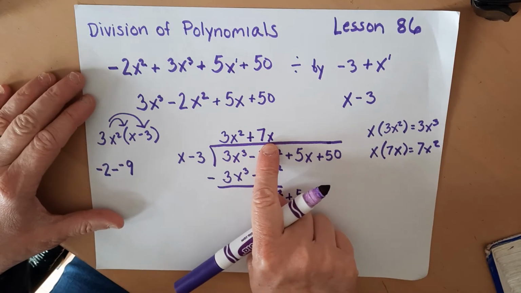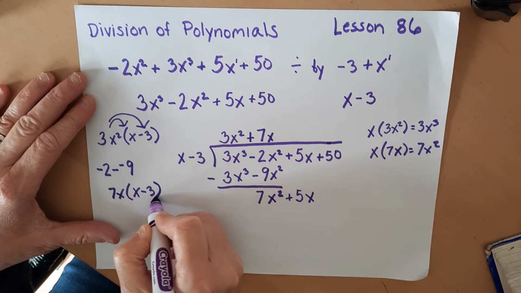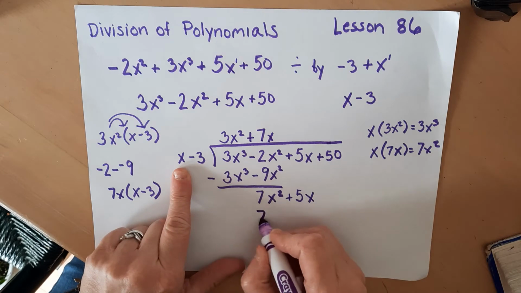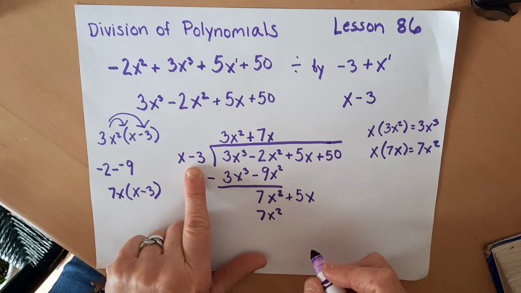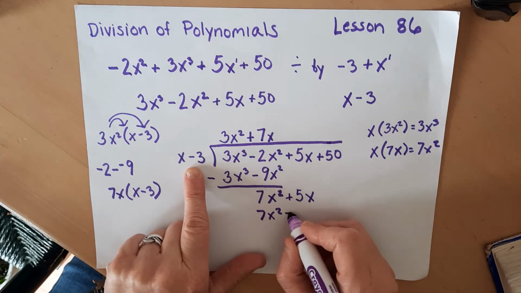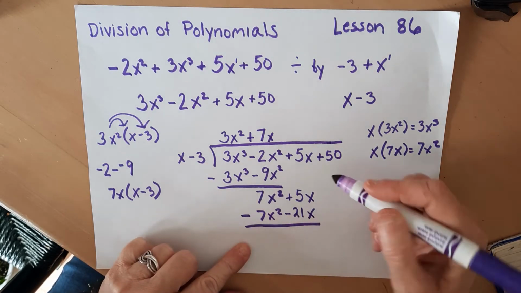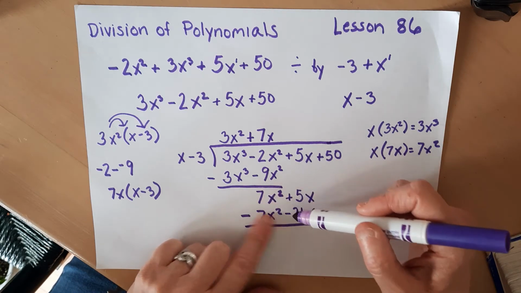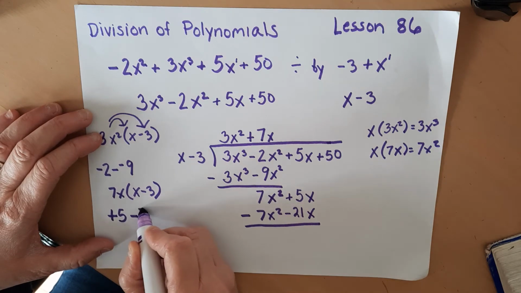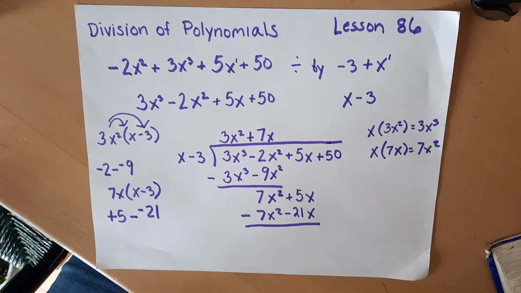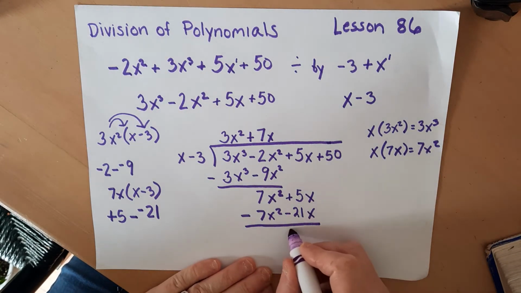And then we're going to multiply 7x times x minus 3. 7x times x is 7x squared. 7x times minus 3 is negative 21x. Now we're going to do the same thing. We're going to subtract. We have plus 5x minus a negative 21x. So it's a plus 5 minus a negative 21. Be really careful to watch the signs. We can see that 5 minus a negative 21 is 26. So we would write 26x.